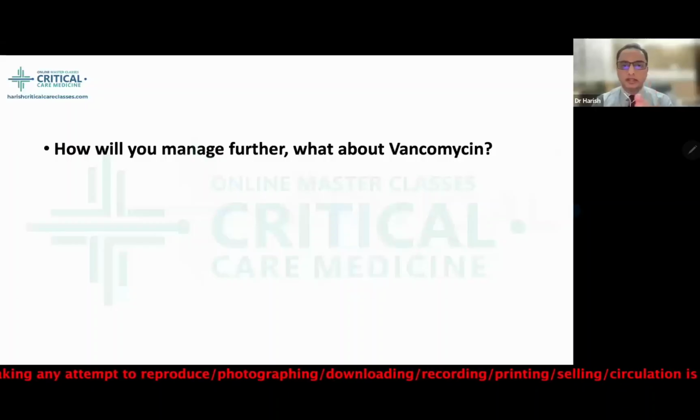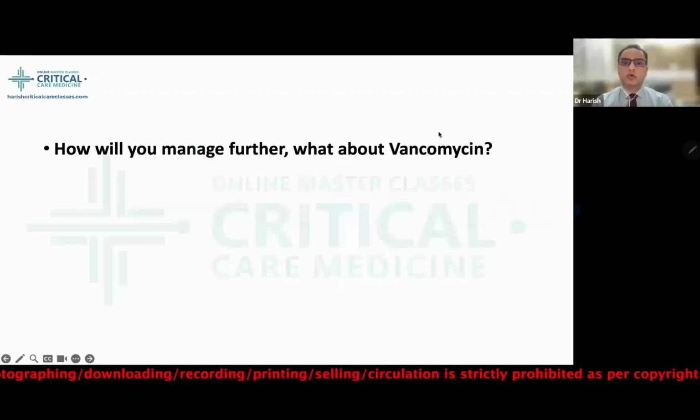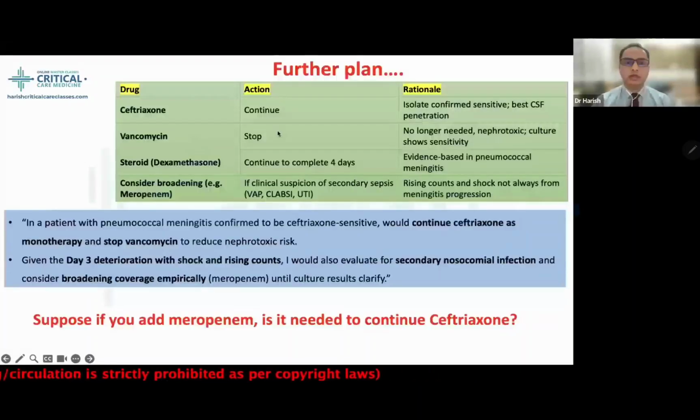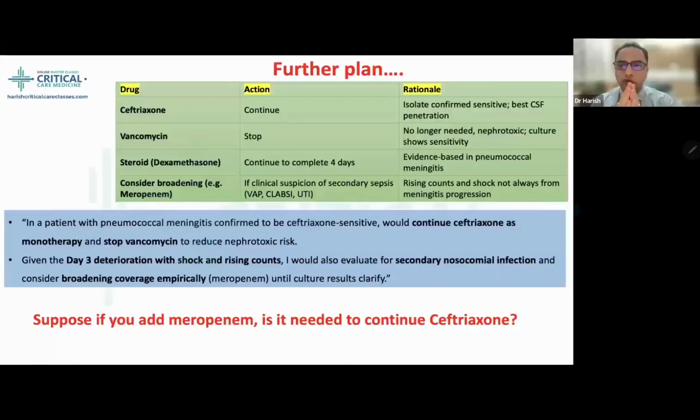If you see, the sensitivity is sensitive to strep, ceftriaxone and vancomycin. So should we continue vancomycin in our patient because it is a strep pneumonia which is sensitive on paper? So here is the summary. Further plan, continue the ceftriaxone because we isolated a sensitive strep pneumonia, and ceftriaxone has a very good CSF penetration.